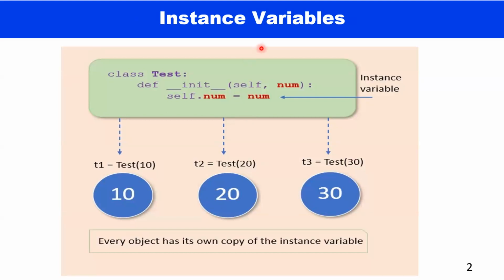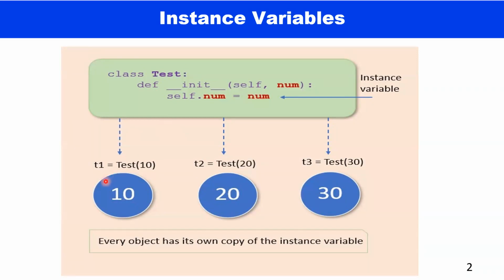Let us look at instance variables. For that, let us see an example class Test. Here we are writing a constructor by using the init method, where the first parameter is self and it is taking one more parameter, which is num. So num is the attribute of the Test class. Here self.num is initialized to the num value that is passed whenever an object is instantiated.